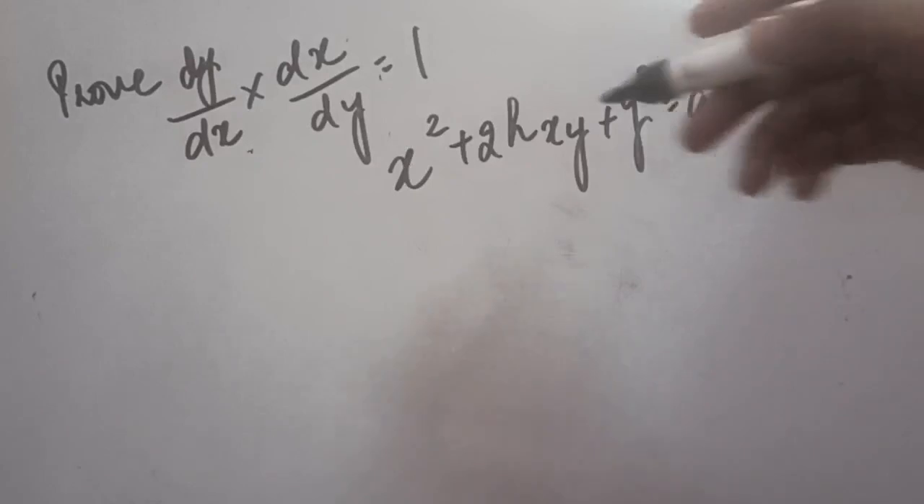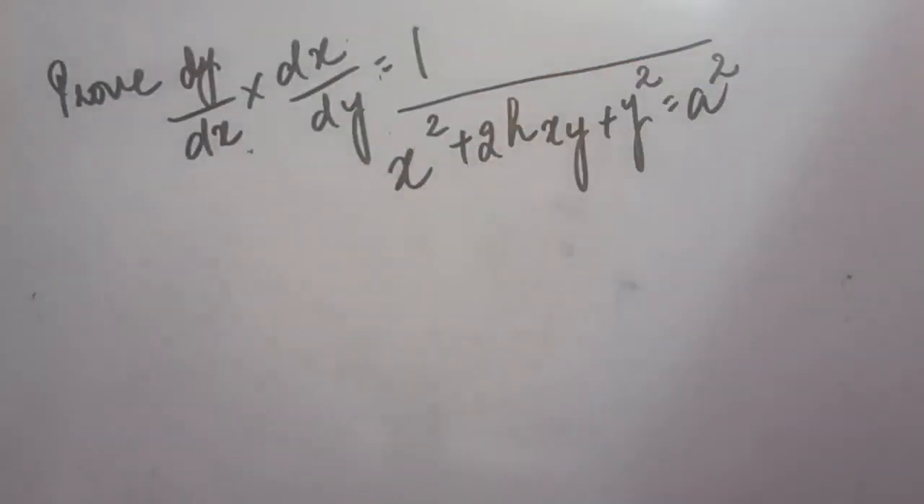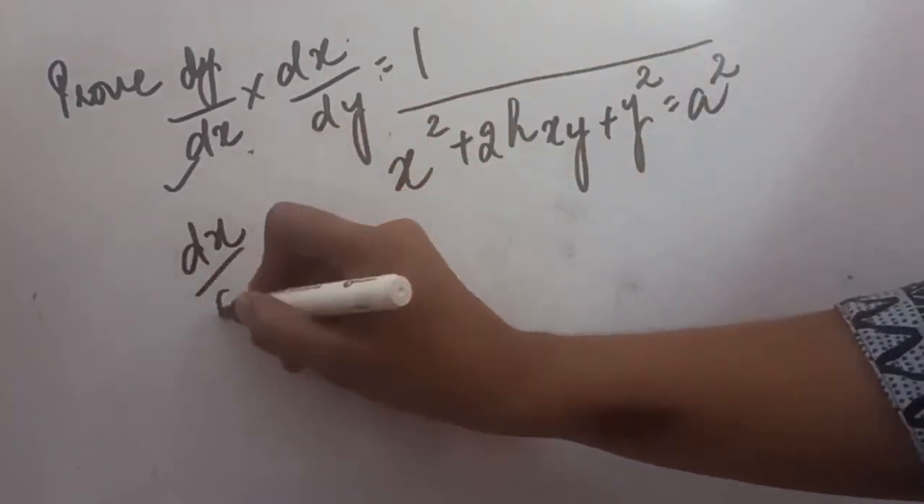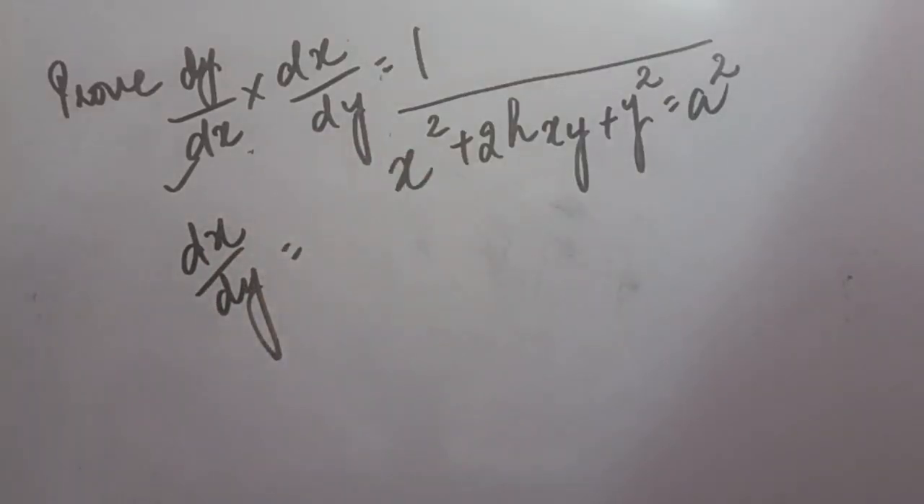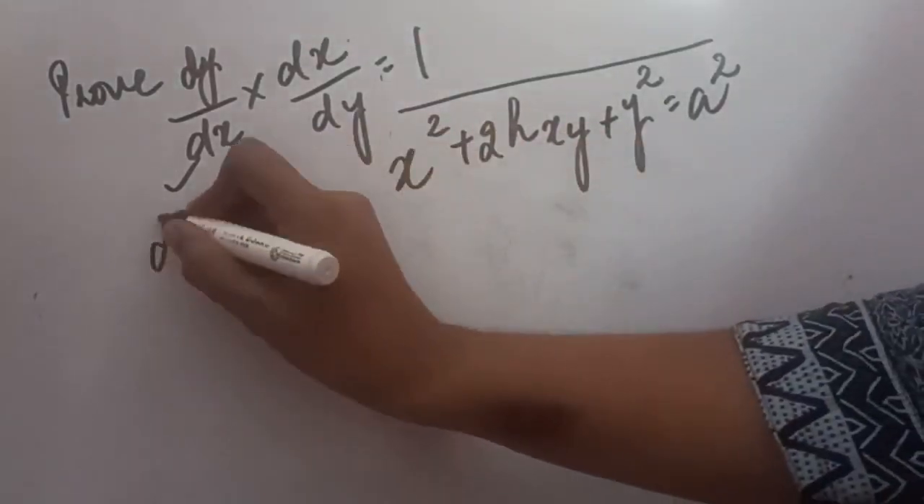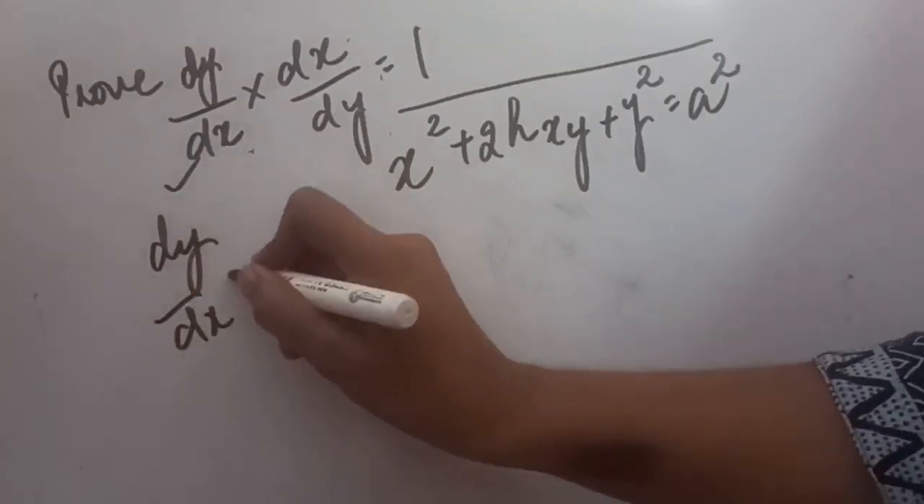Now this is the question given to you. Here you have to prove that the differentiation of y upon x and the differentiation of x upon y comes out to be equal to 1. Let us first calculate dy upon dx, moving the way we were already moving.